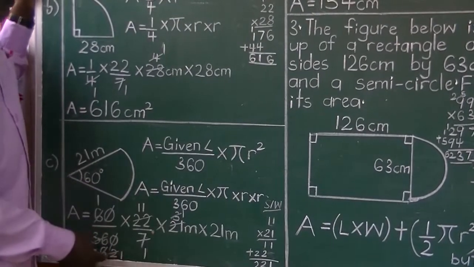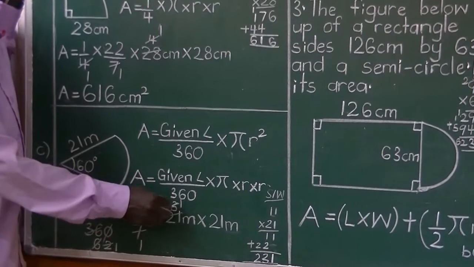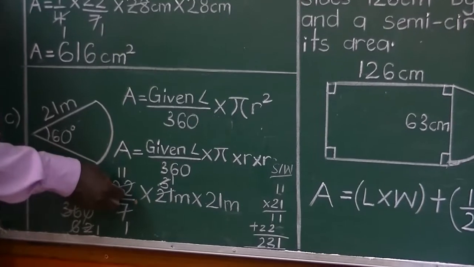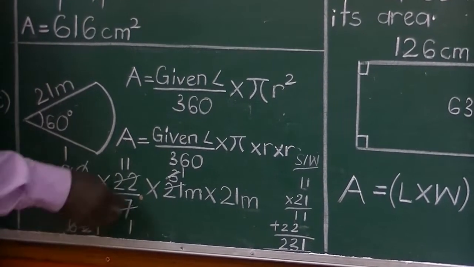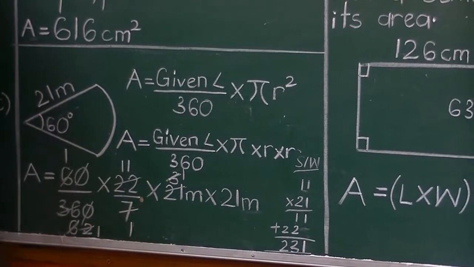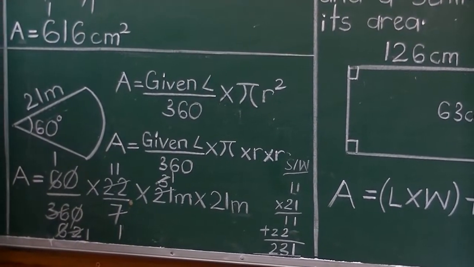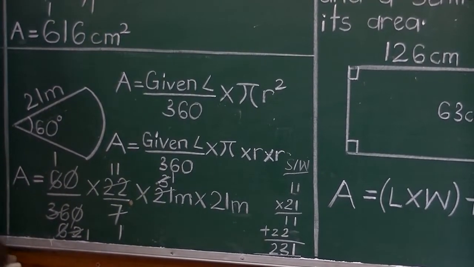So I've got 3 and 6 here, which are further divisible by 3. 3 divided by 3 is once, 6 divided by 3 you get a 2. So there's a 2 and 22, which are further divisible by 2. So 2 divided by 2 once, and 22 divided by 2 you get 11. So thereby remaining with 11 meters times 21 meters. That will give us the answer.